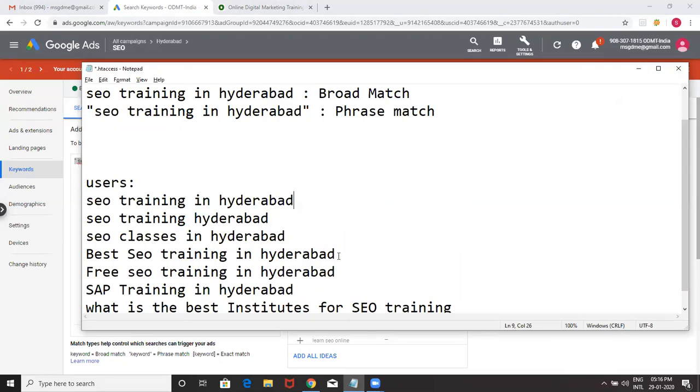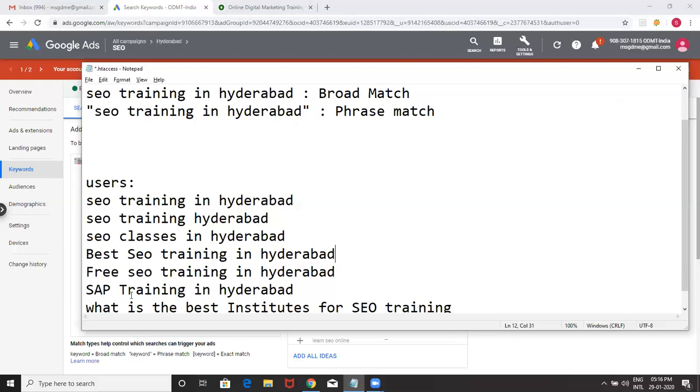Fourth one, will it come or not? No. Why? Because it's disturbed. It will come. Best is not there, but they didn't disturb the pattern. It's the same SEO training in Hyderabad. Phrase match works in such a way that you can't disturb me, but you can add anything before and after. So for best SEO training in Hyderabad also, the ad will appear.